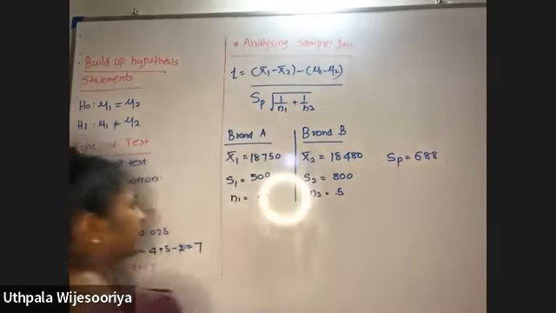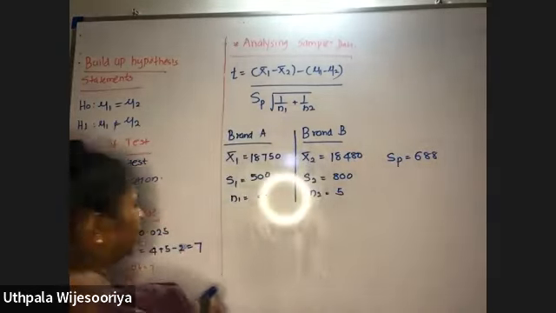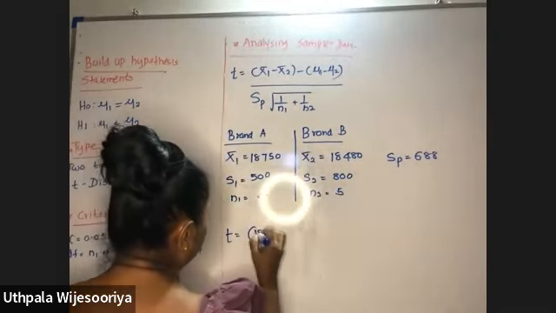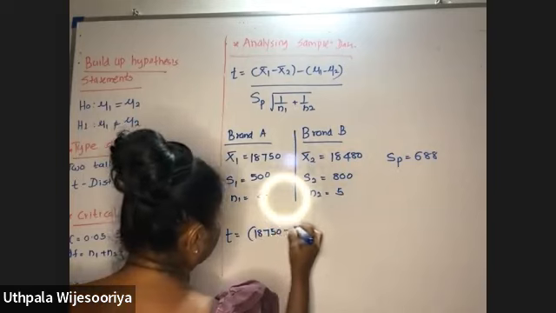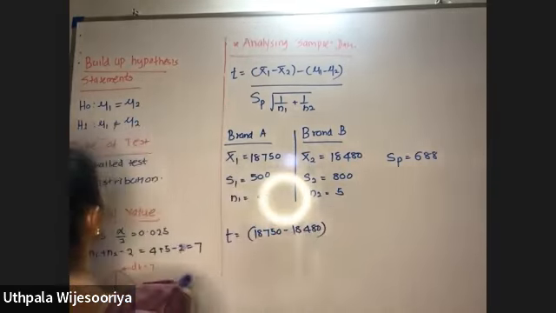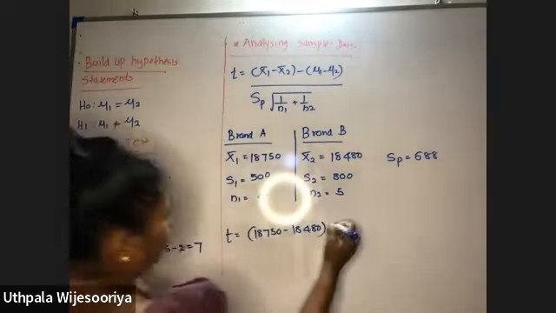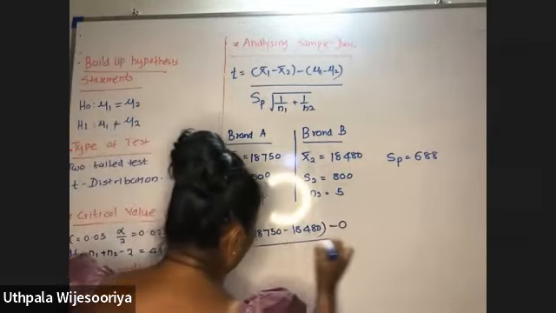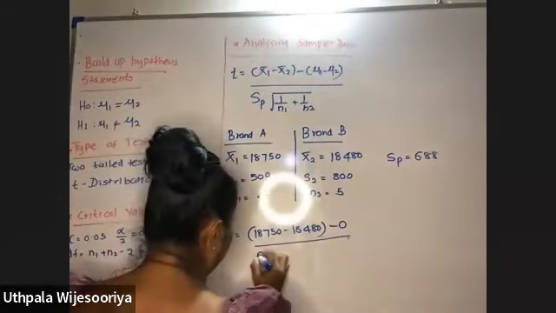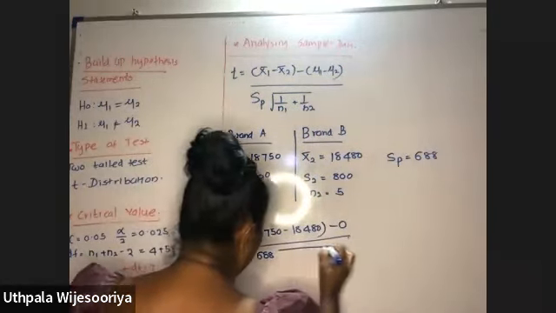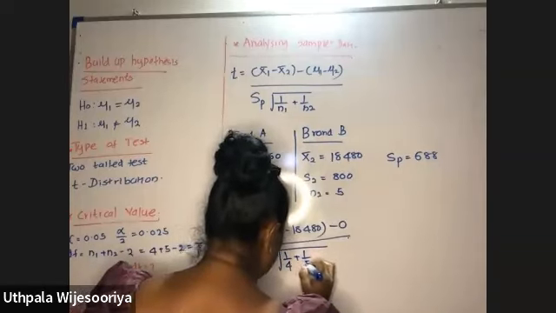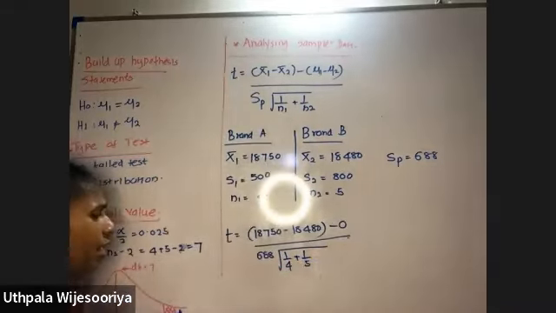So your T value is equal to x bar 1 minus x bar 2, 18,750 minus 18,480. Mu1 minus mu2 is equal to 0. Divide by your pool standard deviation 688 times square root of 1 over 4 plus 1 over 5.